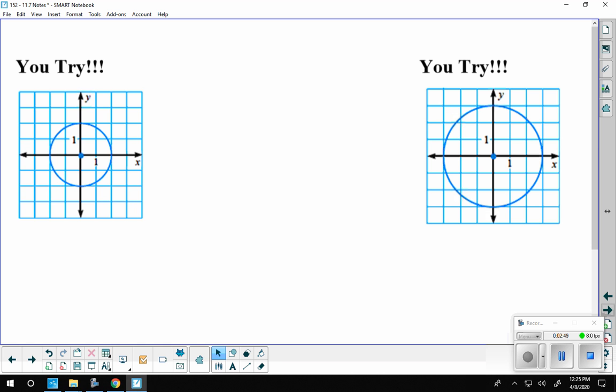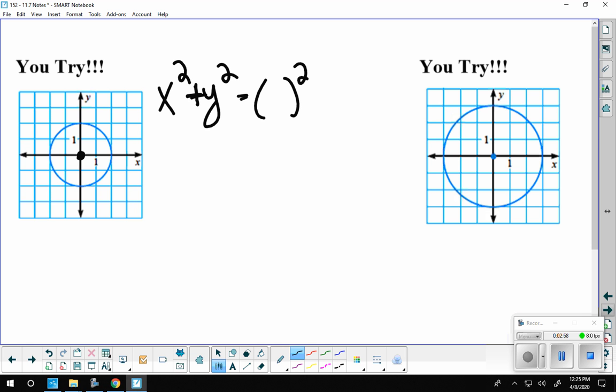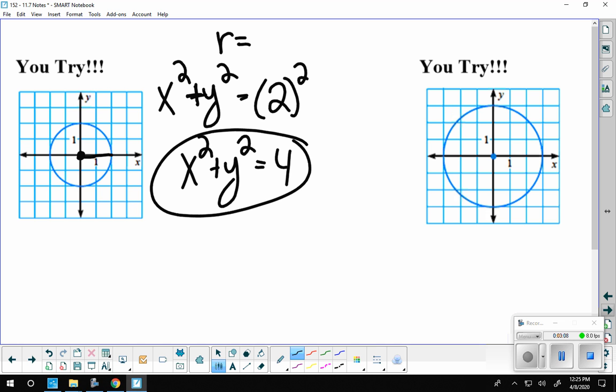So again, same thing here. Center is at 0, 0. That's the origin. So I can just write x squared plus y squared equals. And then we need to take our radius squared. Well, what is our radius? 1, 2. Okay, radius is 2 units long, so that's 2. So the equation of this circle is x squared plus y squared equals 4.